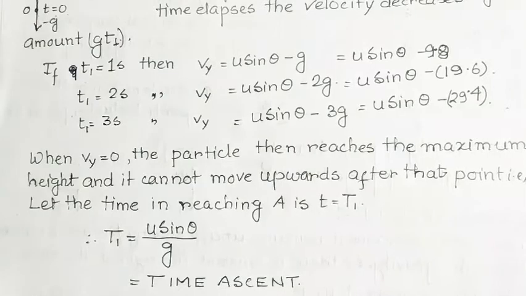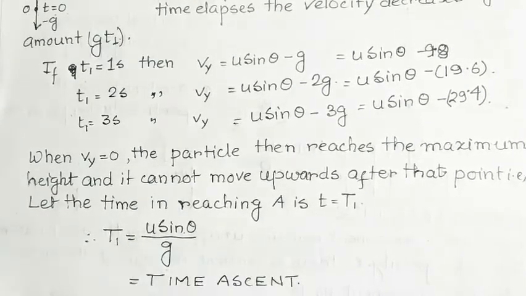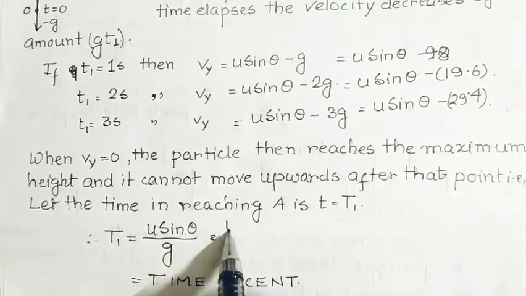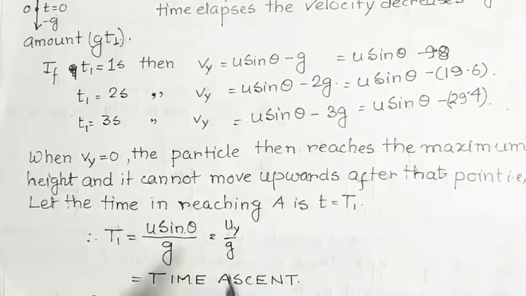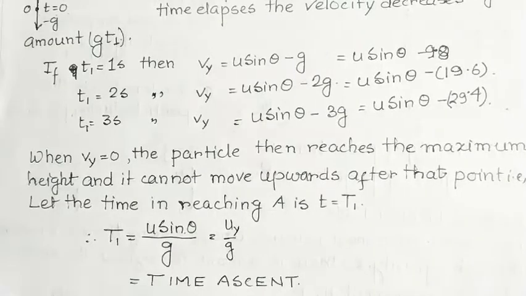If you know the theta and the u, or better I want to say, uy divided by g, then you can easily calculate the time of ascent. That is the time taken by the particle to reach the maximum height, the time for which the particle is moving upward.